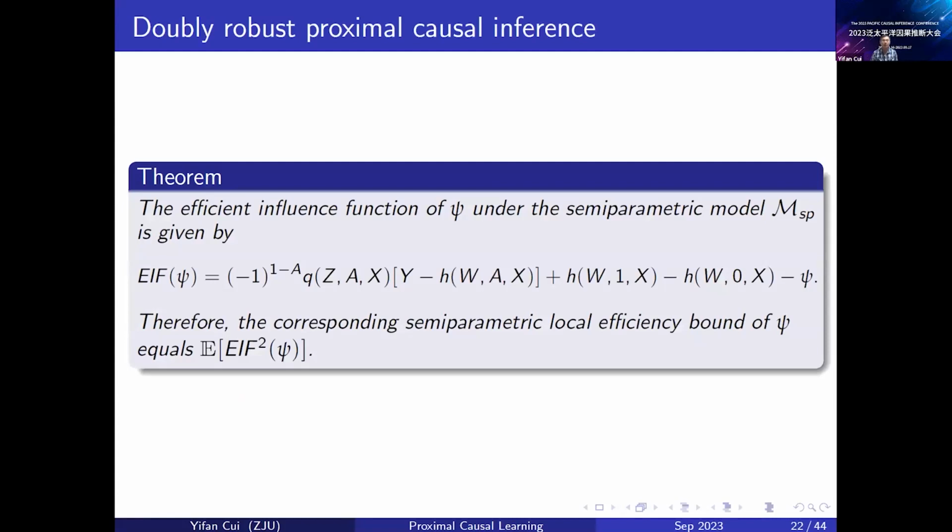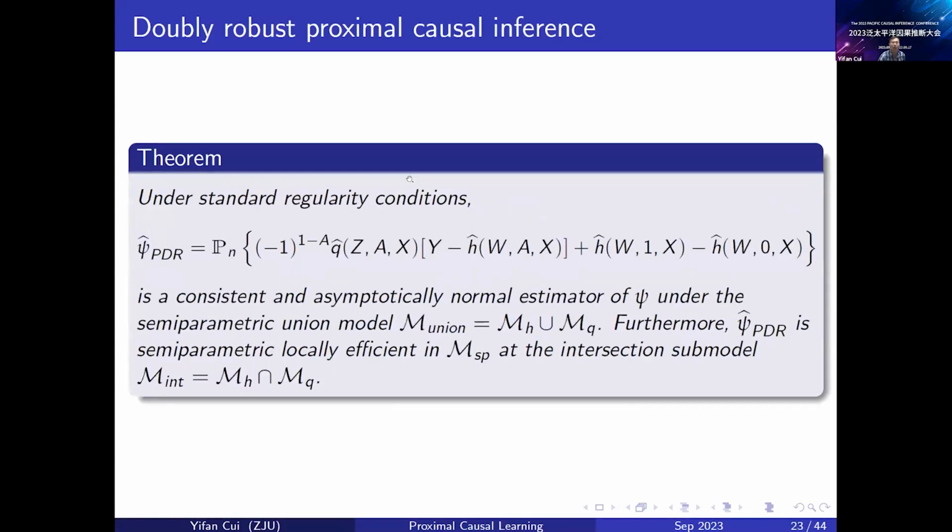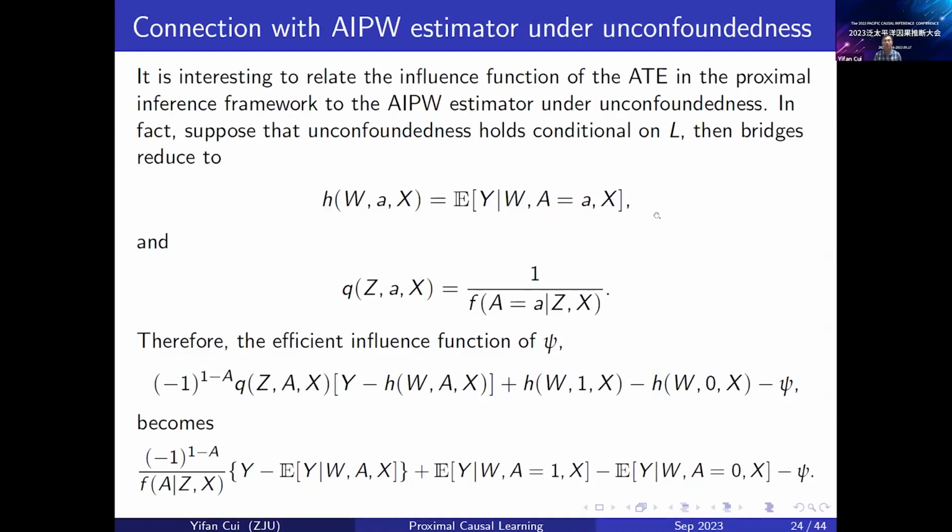Let's now combine this q model with the h model, and we derive the efficient influence function of the average treatment effect under this semi-parametric model, which further motivates our doubly robust estimator of the average causal effect. This psi PDR is consistent under the union model and is semi-parametric locally efficient in the intersection submodel. And here the doubly robust property refers to that if one of q and h is correctly estimated, then psi PDR is consistent. So I'm going to skip the technical details and the numerical results here, and rather let me highlight one connection of this efficient influence function with the efficient influence function under unconfoundedness.